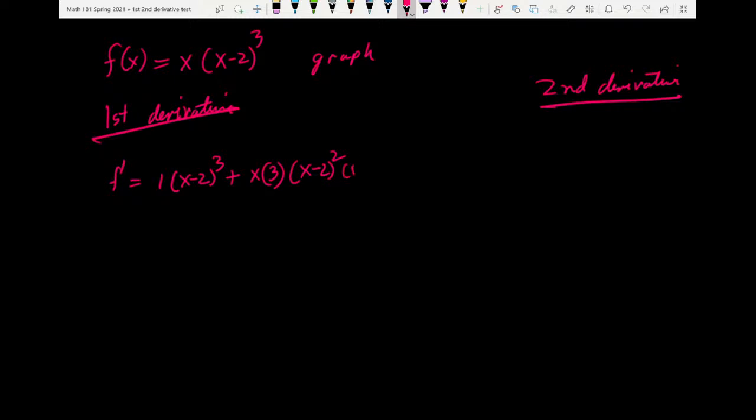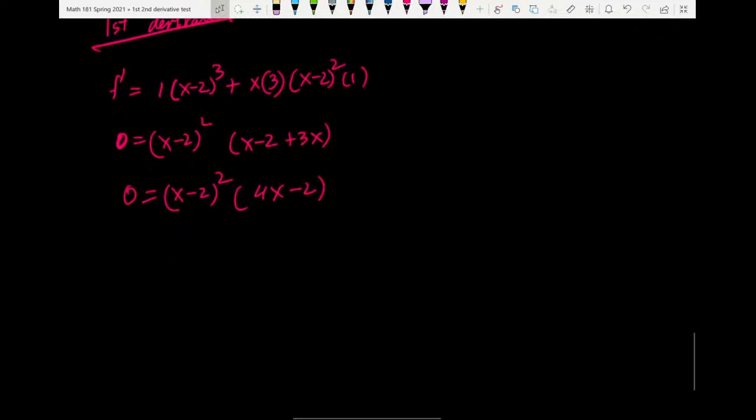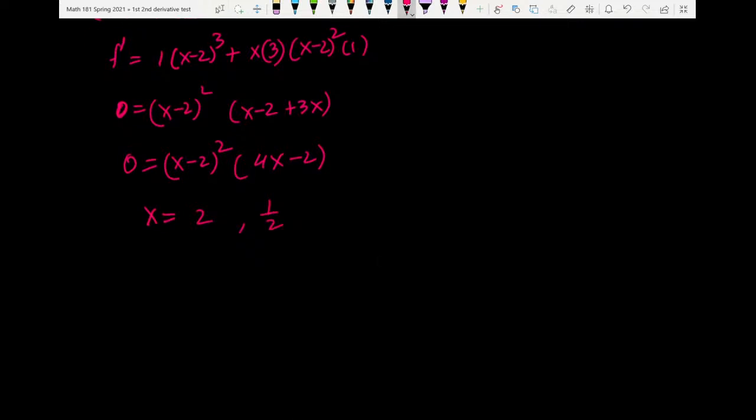And then chain rule. And then if we could factor out (x minus 2) squared, x minus 2 plus 3x. So we get (x minus 2) squared times (4x minus 2). So my critical points are going to be 2 and 1/2. And if I look at it, 1/2 and 2, I assume you guys all have done that.